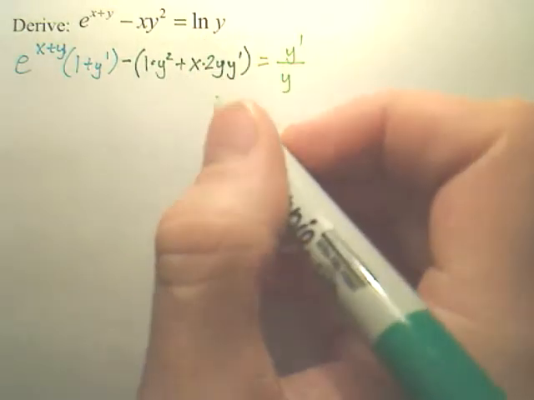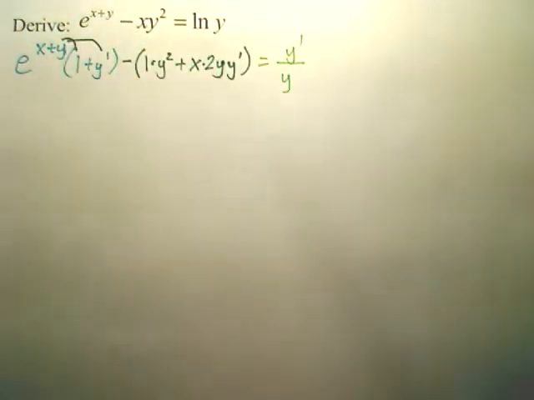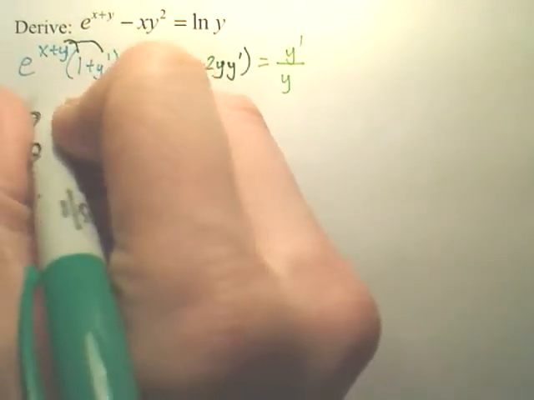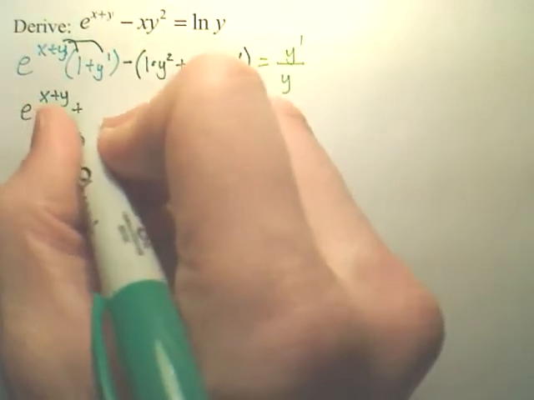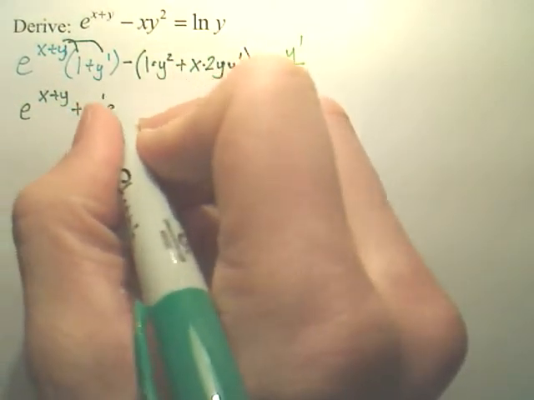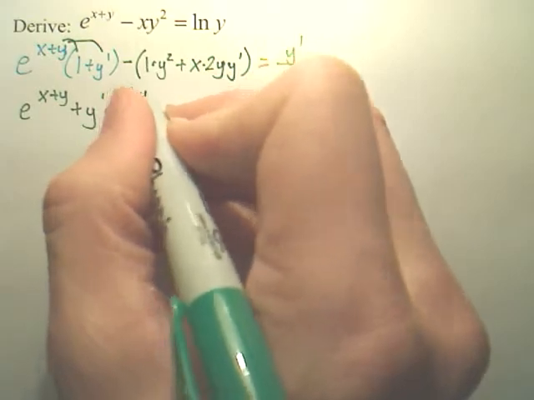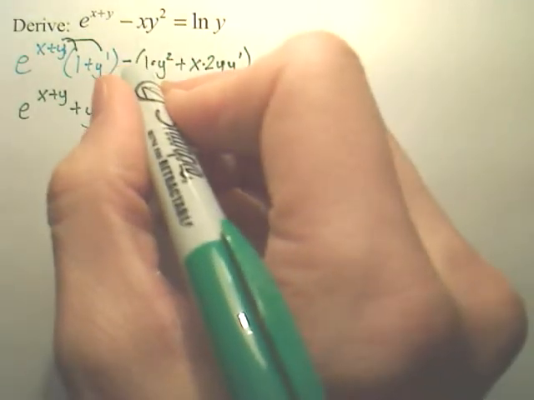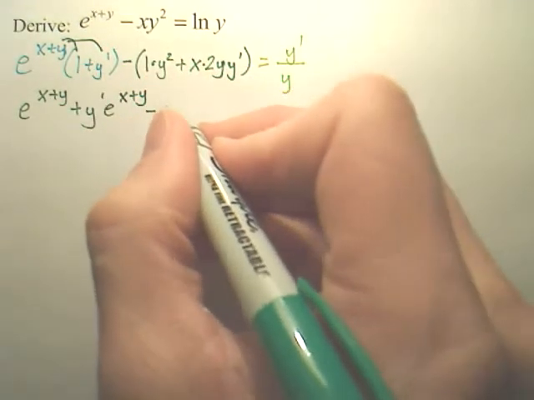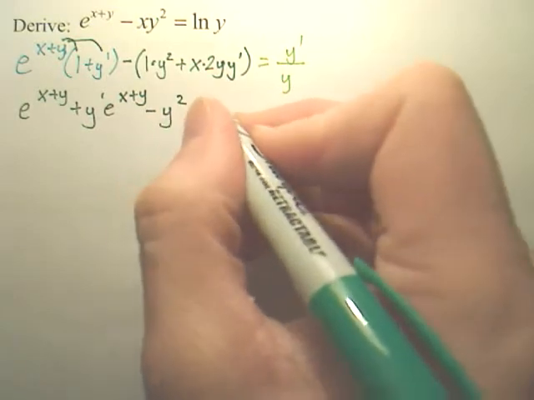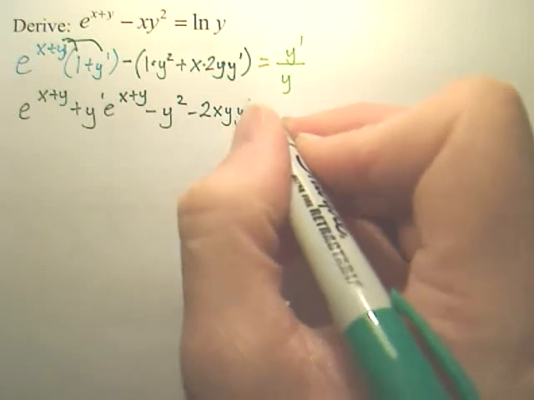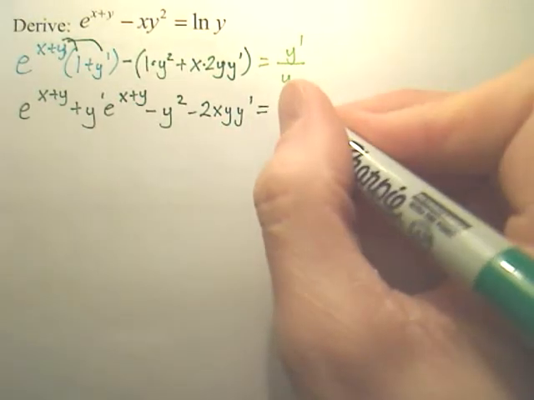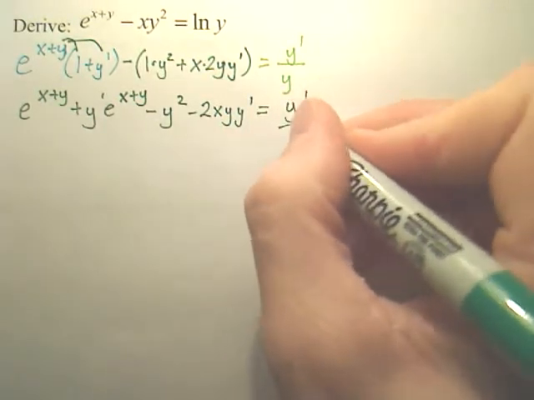So to do that, what it looks like we have to do first is we're going to have to distribute this guy and get e to the x plus y, we need to multiply by 1 plus y prime e to the x plus y. And then I'm actually going to distribute the negative here, so be careful about that. So it looks like we have y squared minus 2xy y prime equals y prime over y.